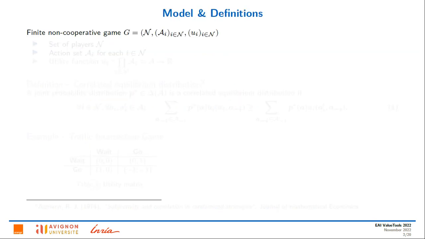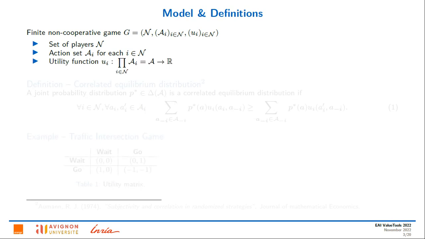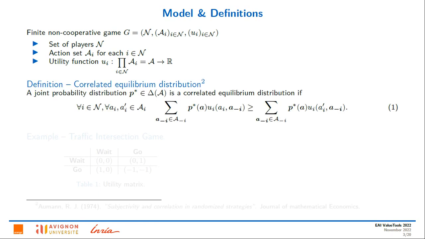So, for defining correlated equilibria, we need to define the game model, which is made up of three elements. The first one being the set of players. We then have an action space A_i for each player i, and a utility function defined for each player as well. Now we can state the definition of a correlated equilibrium probability distribution for the game G, which is a joint probability distribution over action profiles which satisfies equation 1.